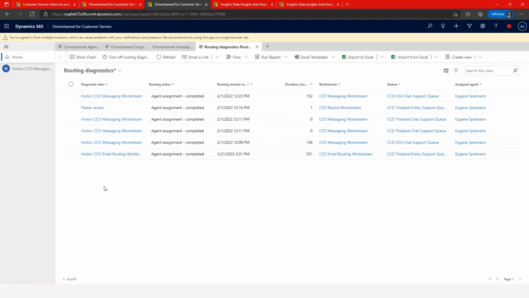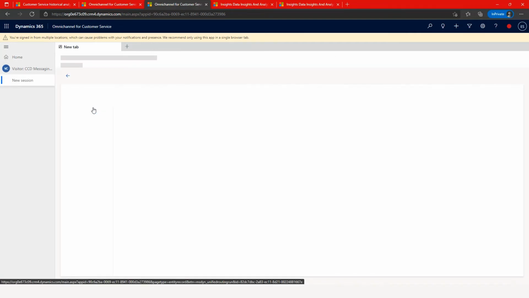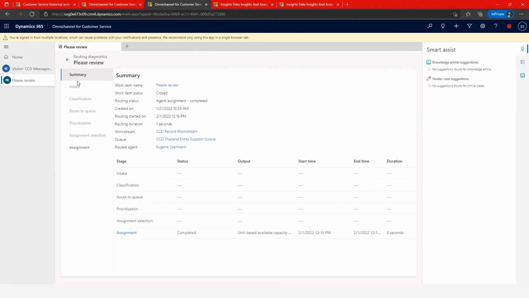In this case, let's say I got these many cases, where I see that there is one work item which has come to this queue, which is Thailand entity support queue. I can go ahead and see what has happened here, where I see that no route to queue rules ran, and that's why the work item got assigned to the default entity queue, from where it got transferred to the Thailand queue.